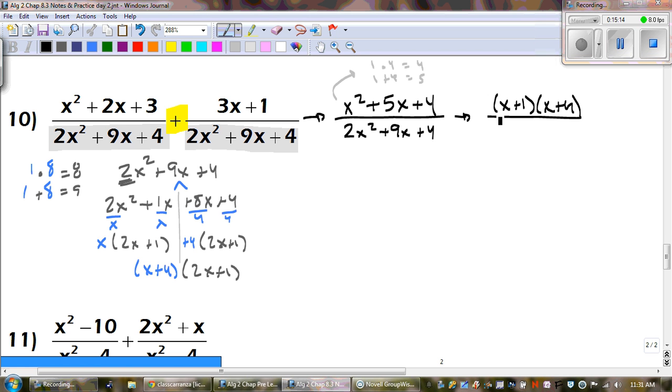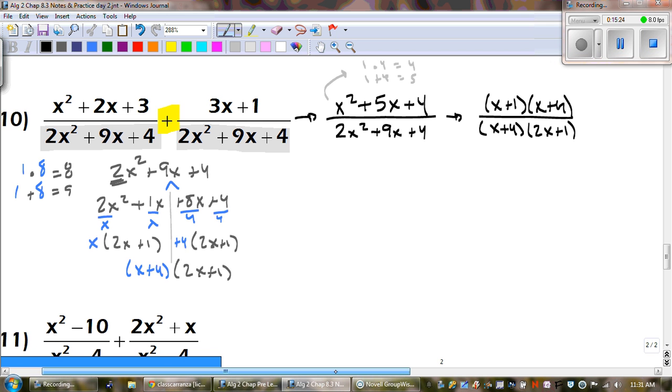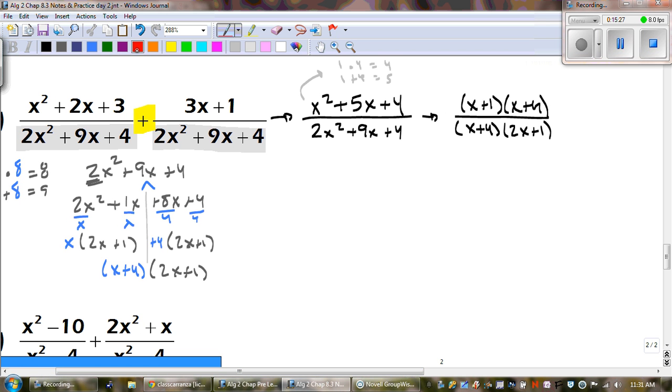Okay, so I'm just finishing writing my denominator, which broke down to x plus 4 times 2x plus 1. Okay, and you can see all of my side work down there. We had to split the middle term. Okay, and the x plus 4 and the x plus 4 cancel out. Then our final answer is x plus 1 over 2x plus 1.